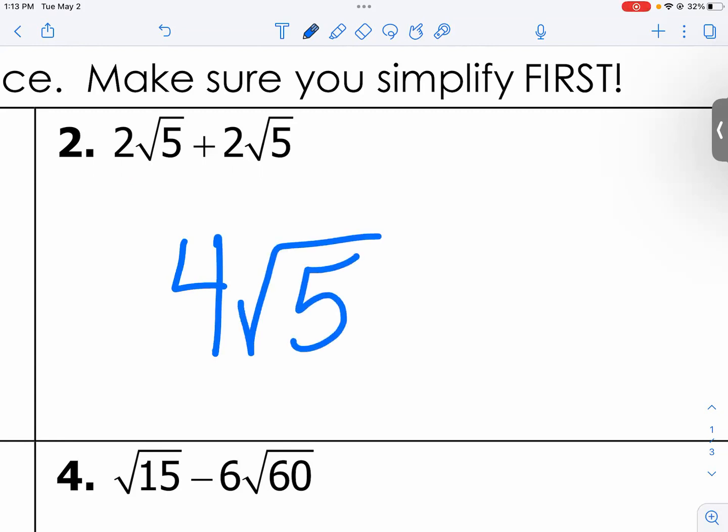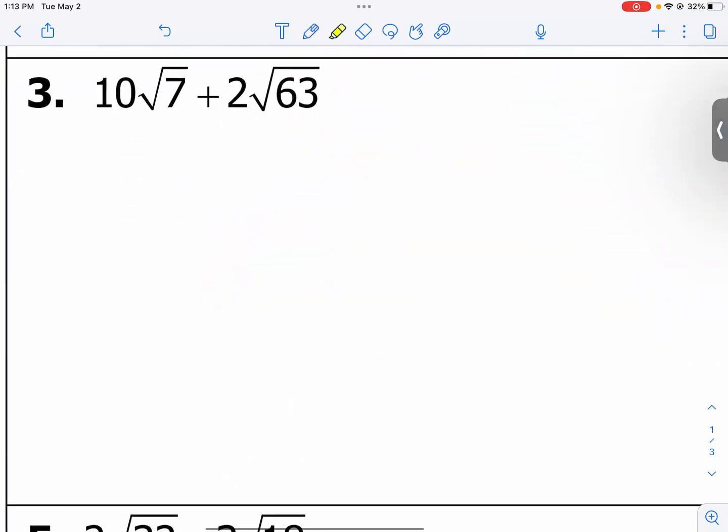Number 1 on Liberty. Abby said that she thinks this is 4 radical 5. Do you agree with Abby? These are both radical 5s. We're gonna add the numbers out front. 2 plus 2 is 4. Okay. All right. Guess what? They're not gonna be like this. They're gonna be like this. Look at number 3.